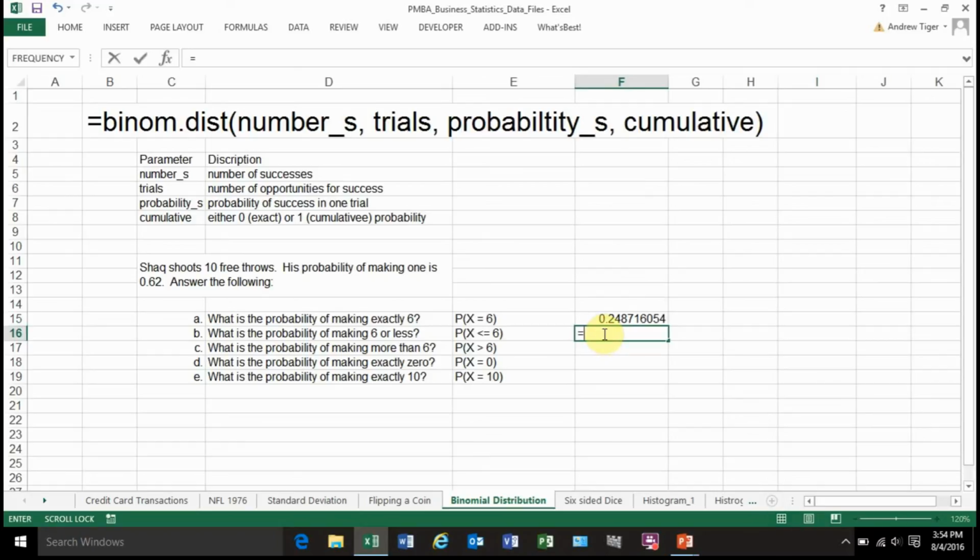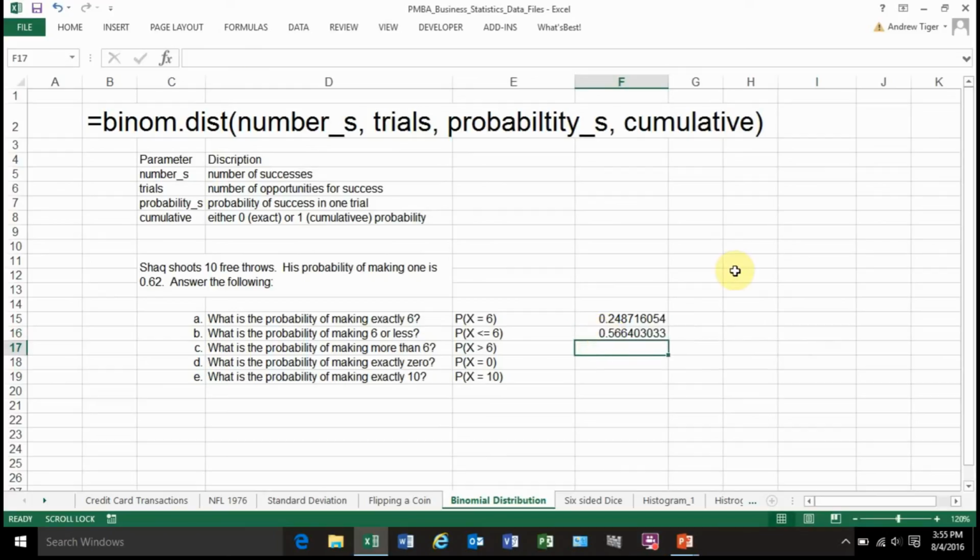What about making 6 or less? So the probability of making 0 plus the probability of making 1, all the way up, adding to the probability of making 6. Same thing. Put in 6 out of 10, 0.62. The last argument, though, is 1, not 0.